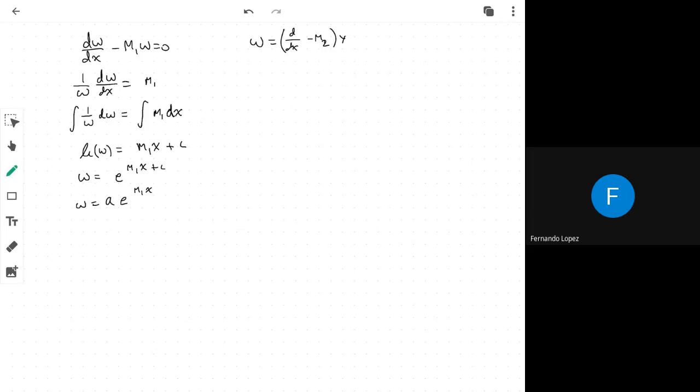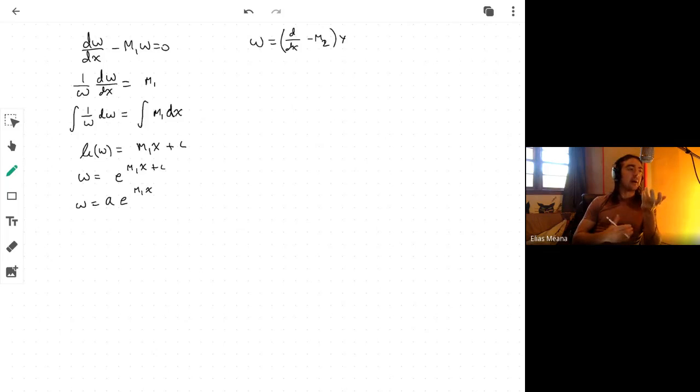So that small a is going to get confused with the other a? The small a is not going to matter in the long run.